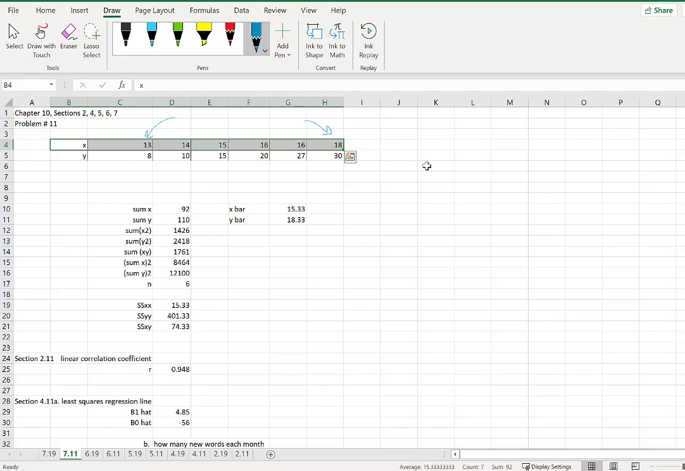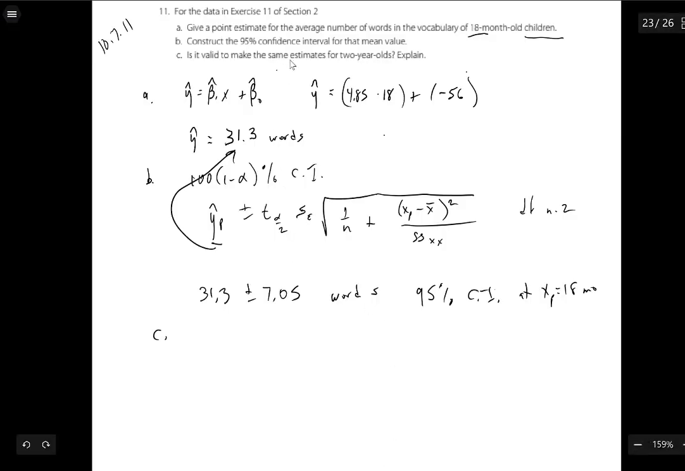So I really don't know what goes on out here. We don't have any evidence that it continues. It might. We don't have any evidence that it doesn't continue. We just don't have any evidence. So trying to make estimates out where we don't have any data is not a good thing. The point of this question, let's go back to it again, is it valid to make the same estimates for 2-year-olds or 24-month-olds? The answer is no. We do not have data going out to that point, so no.